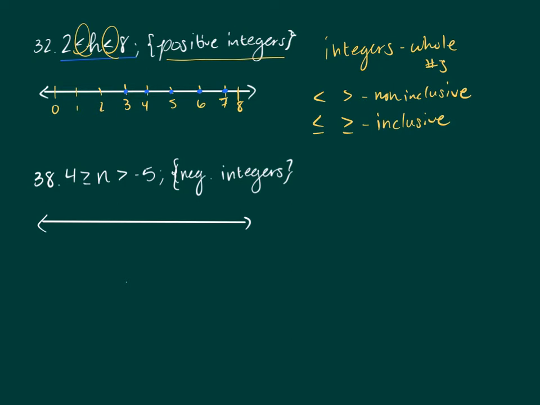In 38, we're given the interval 4 to negative 5, where 4 is greater than or equal to n and n is greater than negative 5. And we're on the negative integers this time. So I'm going to graph starting with 0.